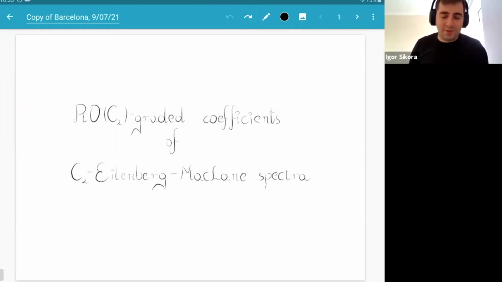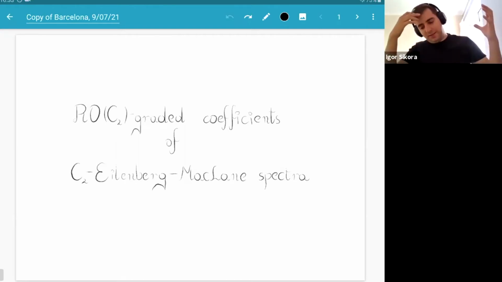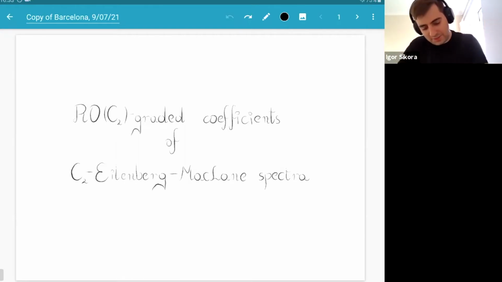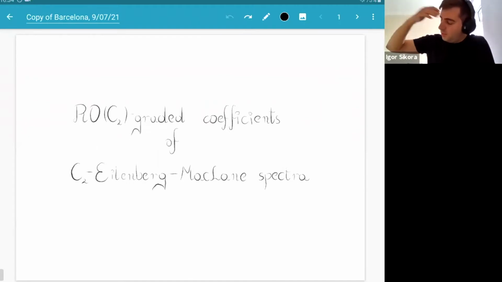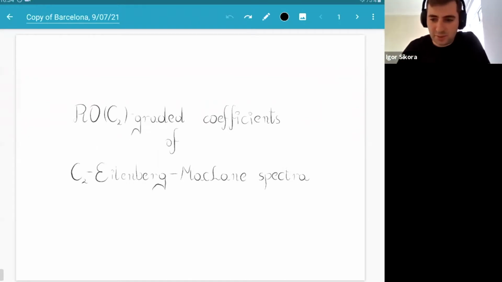I'm going to talk about RO(C2)-graded coefficients of C2 Eilenberg-MacLane spectra. So this is going to be a talk about computations. And computational talks sometimes have the problem that at some point there is a sentence which sounds like, well, let's look at the 143rd page of the spectral sequence, and then everybody's out.